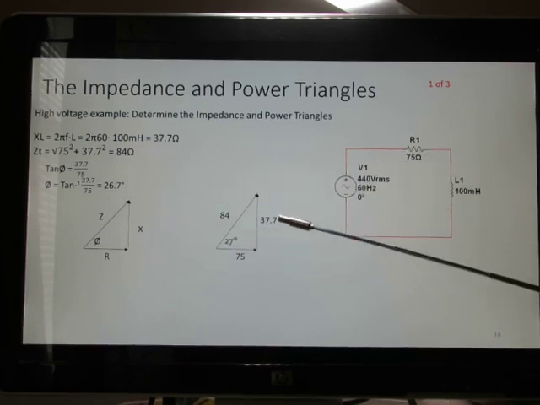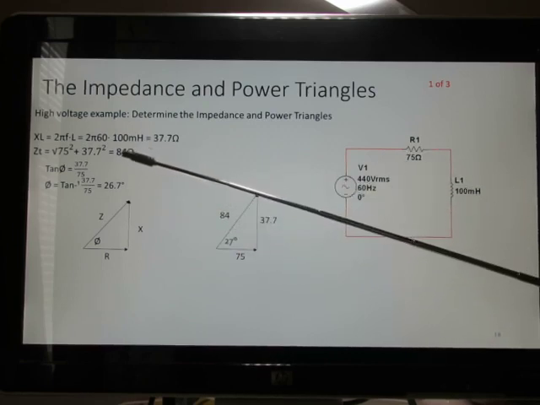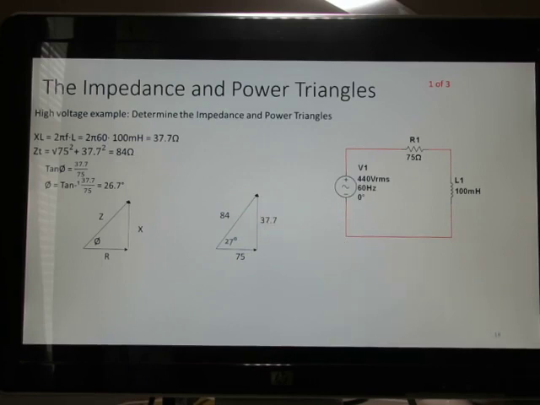Now we can solve for Z. We have 75 and 37.7, and we use the Pythagorean theorem. We get 84, and we compute the angle as well, the arctangent of X over R, and that gives us the value of 26.7 degrees. So voila, we have the impedance triangle right here.